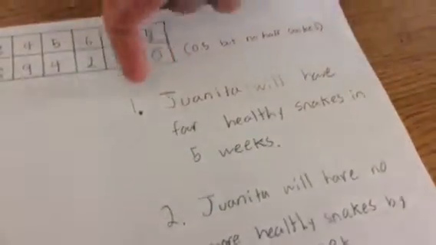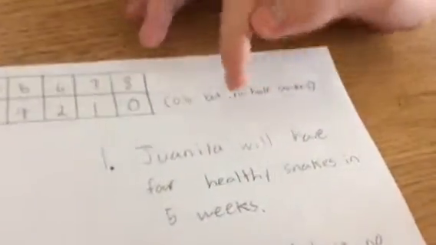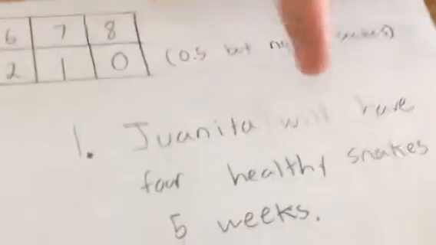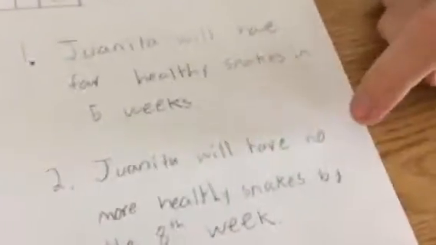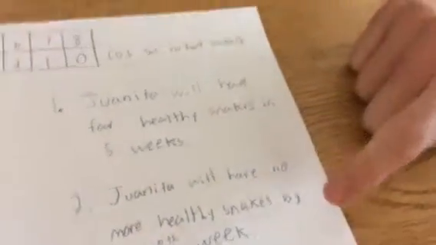Now the answers, down here. The answer to number 1 is Juanita will have 4 healthy snakes in 5 weeks, only 4 left. And the answer to number 2 is Juanita will have no more healthy snakes on the 8th week. So, half a healthy snake, which is 0. We're rounding down.